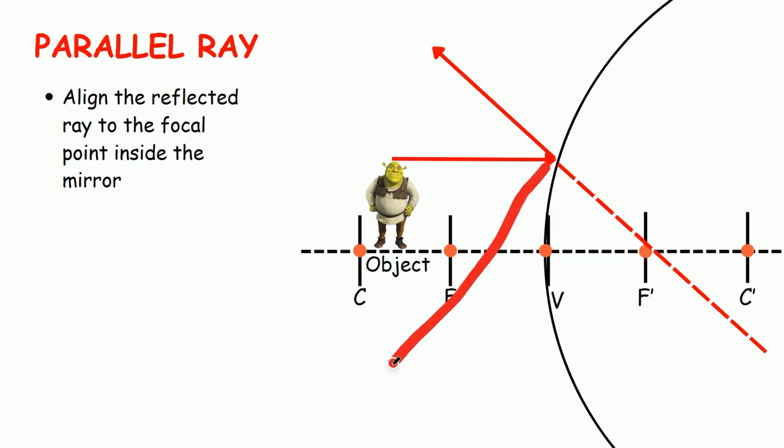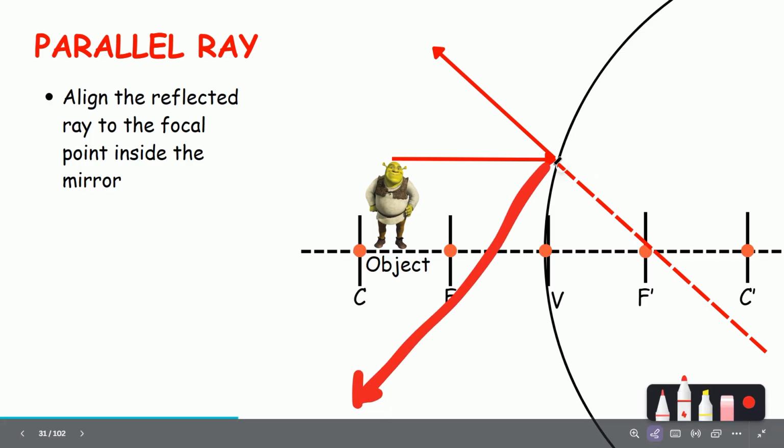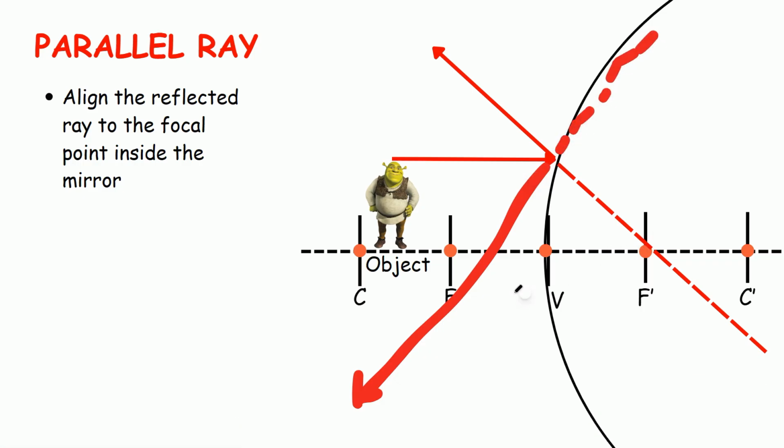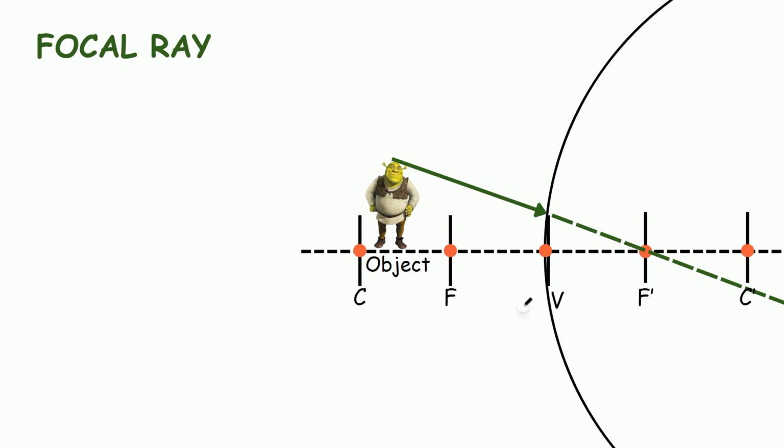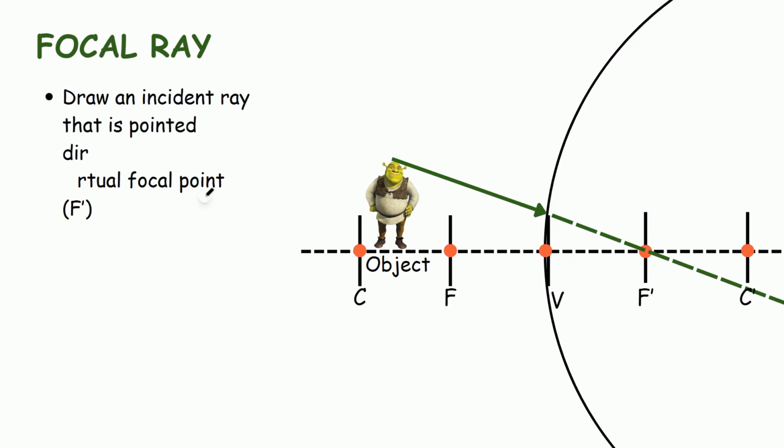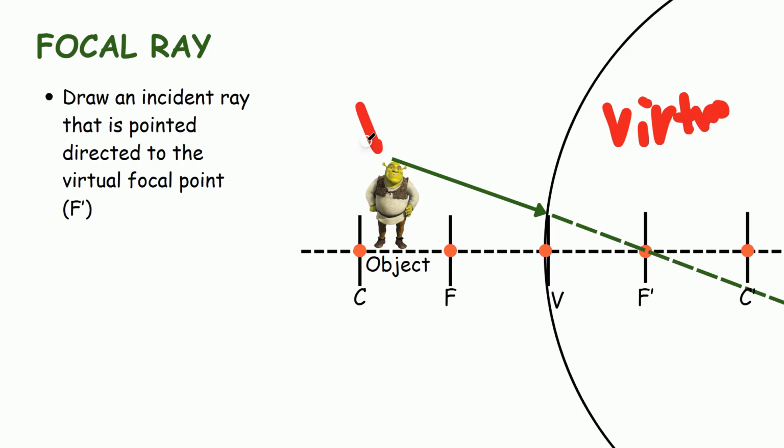If nagbutang ka nga ri og linya, unsaon man na nimo pag kuan, di man na siya makaigo sa F nimo. So you will have to draw it like this so that makasud ang kini na broken lines padong sa ato focal point anhi sa sulod. And then focal ray, draw an incident ray that is pointed, directed to the virtual focal point. So again, this is the virtual, and then this is the real.